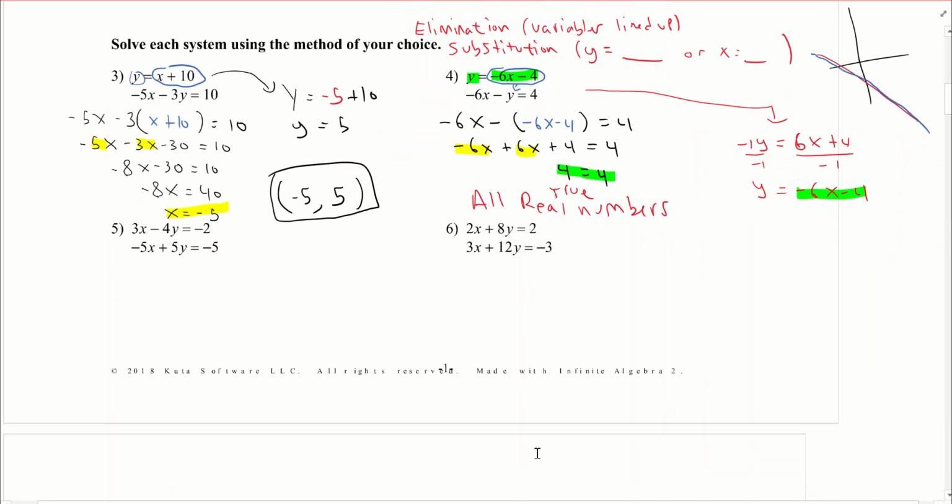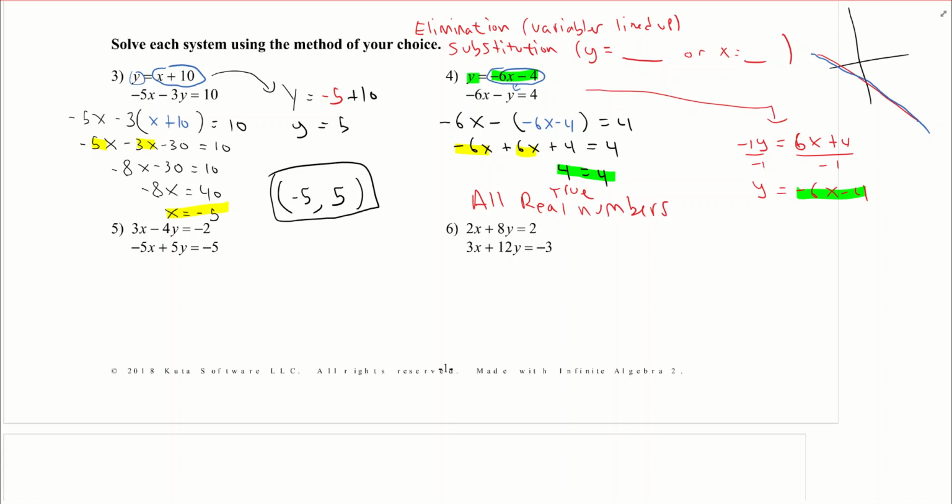Okay, on to number 5. Like I was talking about before, number 5 lends itself to elimination because the x variables are lined up, right? You can see the x's are on top of each other, the y's are on top of each other, and then all the other numbers are over here. So that means elimination is going to work out nicely for us.